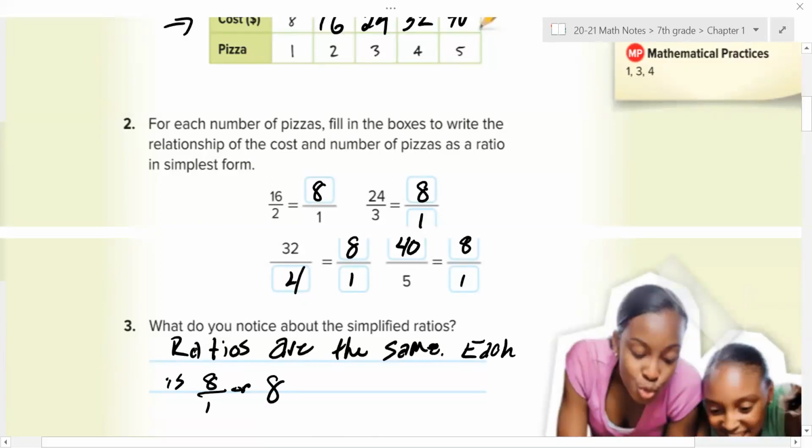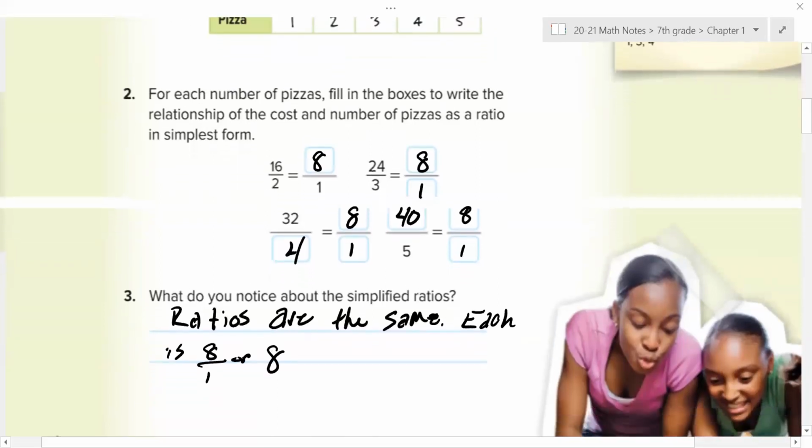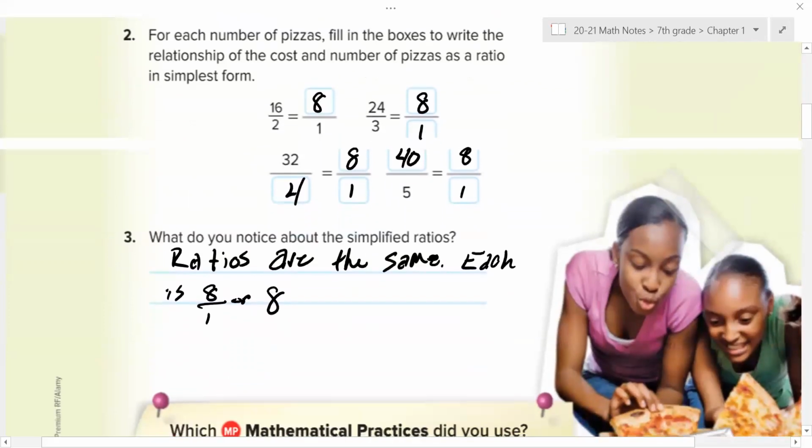That's not much better. Jeez. Ratios are the same as 8 over 1 or 8.